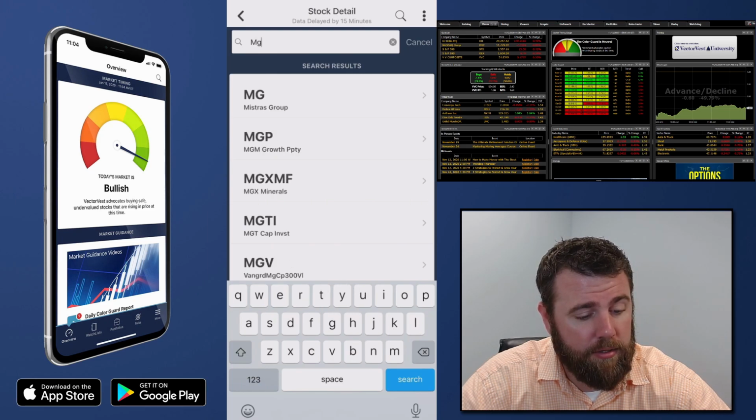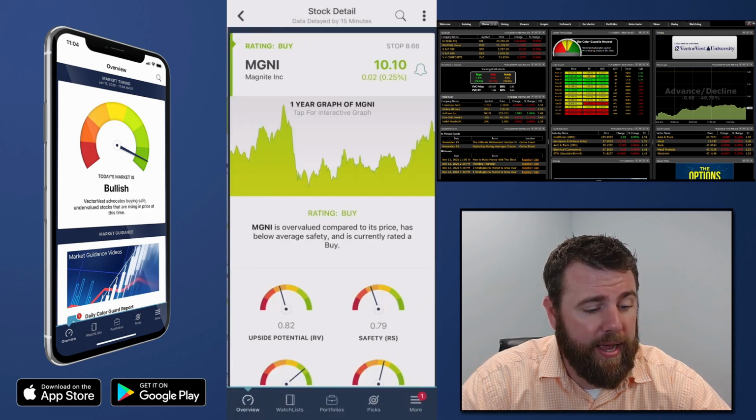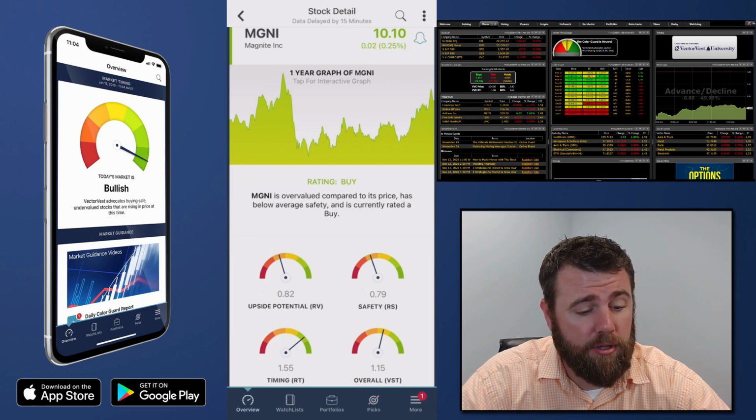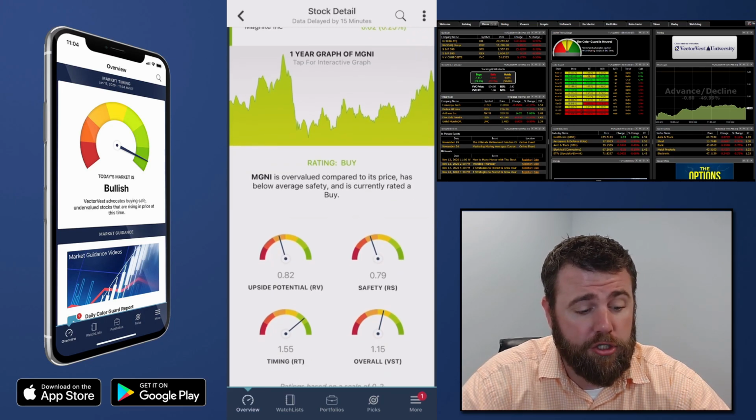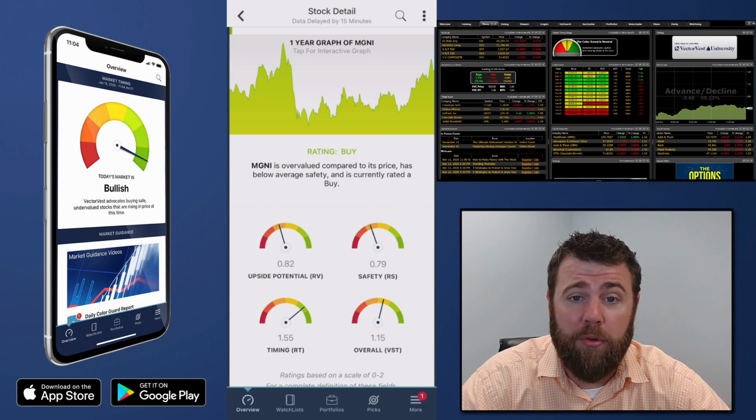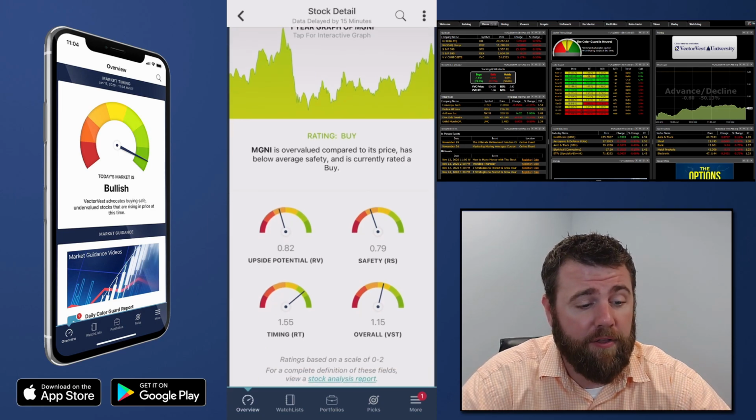MGNI, poor long-term potential, a lot of risk associated with it, but on the short-term basis, you have some strong momentum moving it higher. Therefore, the stock's favorable currently.